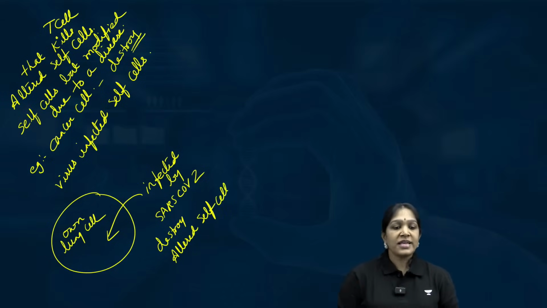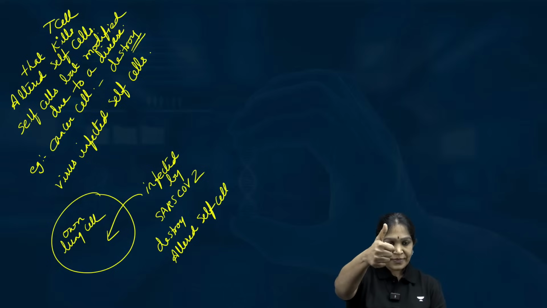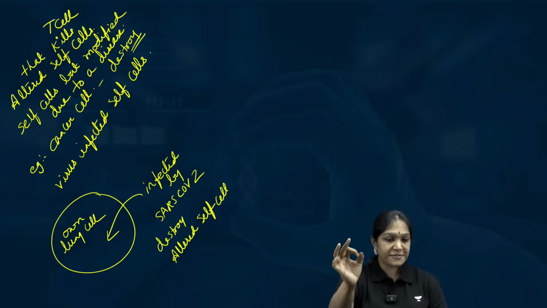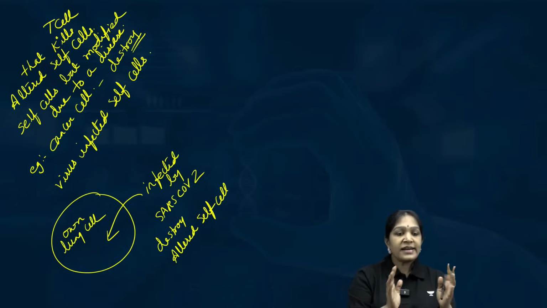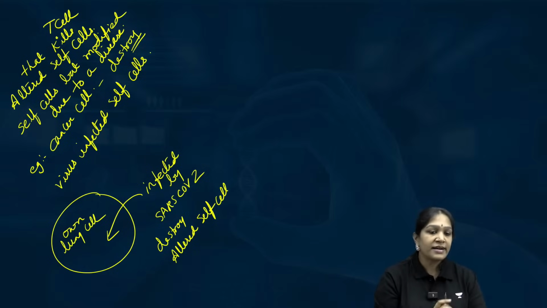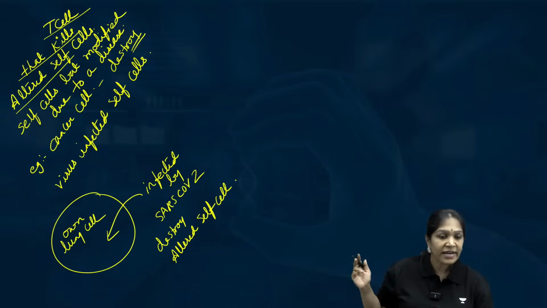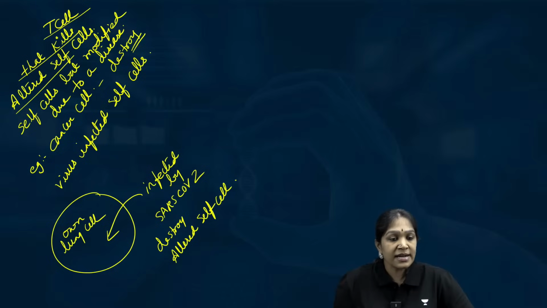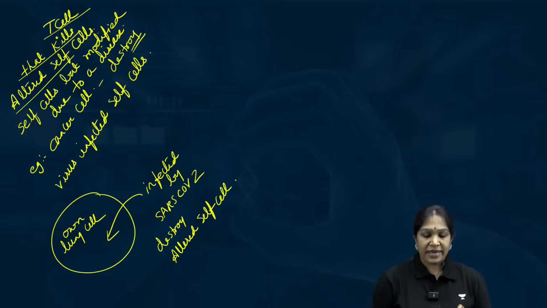Okay. So these are the two examples for altered self cells. Cancer cells and virus infected self cells are the two examples for altered self cells. And T cells are the cells that destroy the, what are the T cells? The cells that kill the altered self cells. Everybody tell me, what are the T cells? The cells that kill the altered self cells. Is it clear? Okay. We understood what is a T cell.